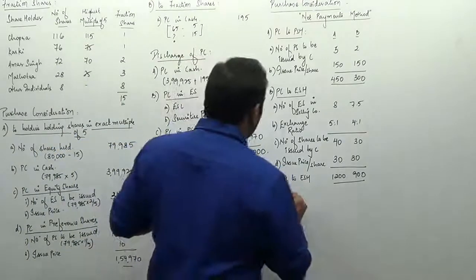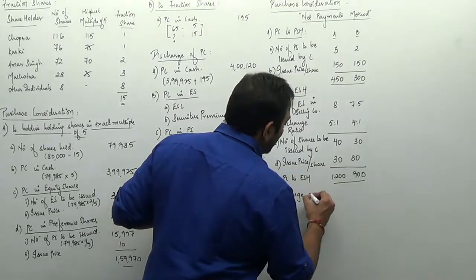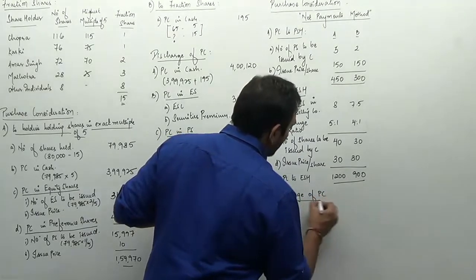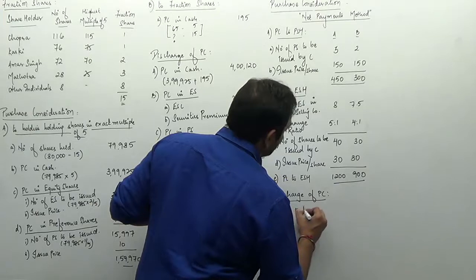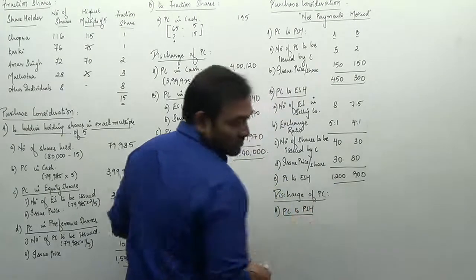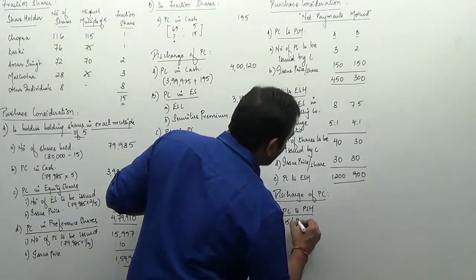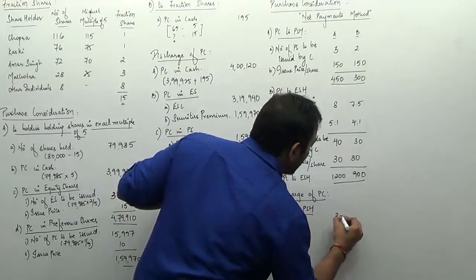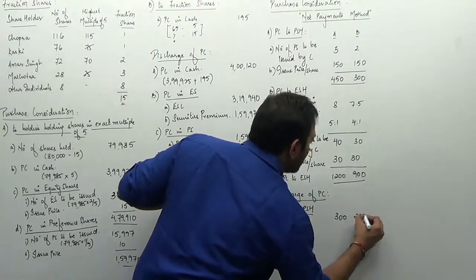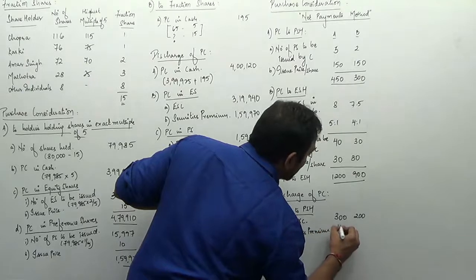Go for a discharge of PC, split it between share capital and securities premium. PC to preference shareholders: 15% preference share capital. Each share is 100 rupees. So 3 into 100, let's make 300, and 200 with a securities premium. Rupees per share, 150 and 100.